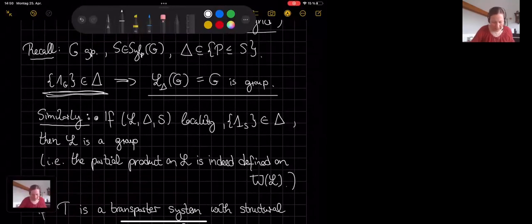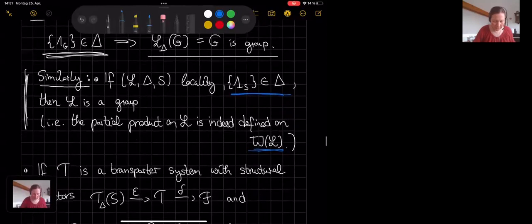So one can see more generally, if L delta S is a locality and the identity subgroup is in delta, then L is a group. So the partial product on L is then defined on all words in L, and the partial product becomes an actual product on L, which then makes L into a group.